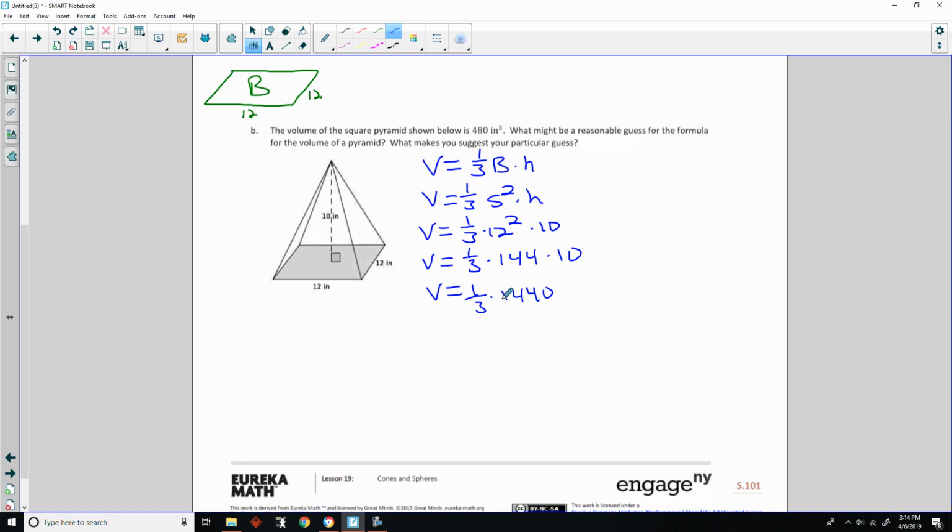And the rule of dividing by 3: if 3 will go into the sum of a number's digits, it will go into the number. 1 plus 4 is 5 plus 4 is 9 plus 0 is 9. 3 goes into 9, so 3 will go into 1,440 evenly. 3 goes into 14 4 times with a remainder of 2. 3 goes into 24 8 times, and then there's that 0. So the volume is 480 inches cubed, as they said. So the guess is it's 1/3 of the cube.